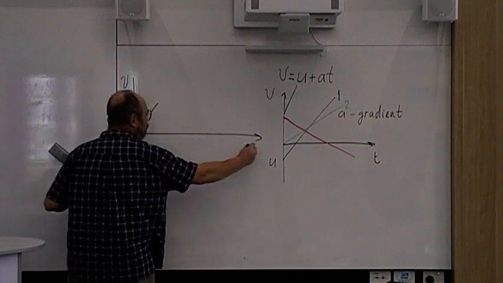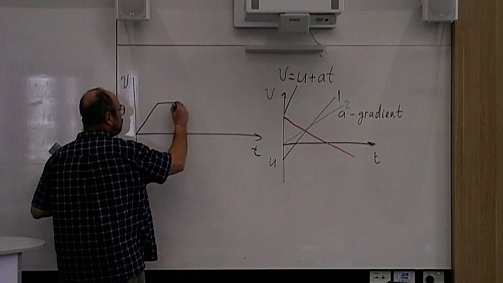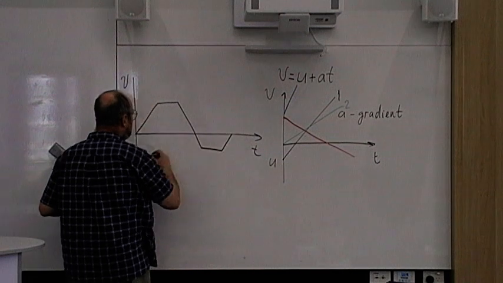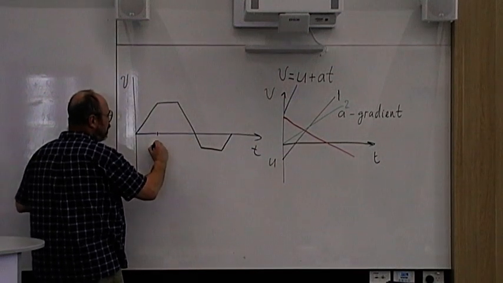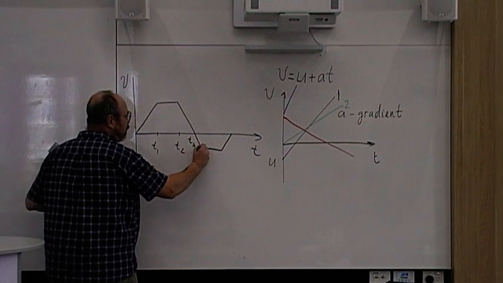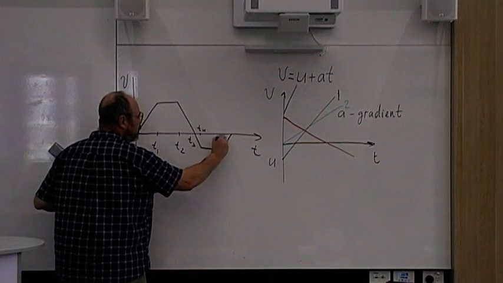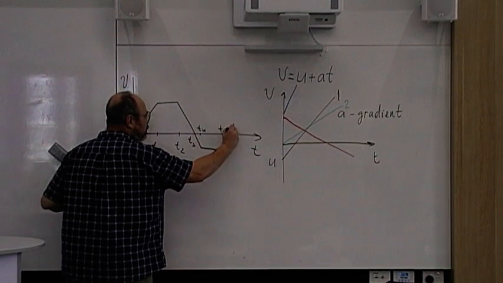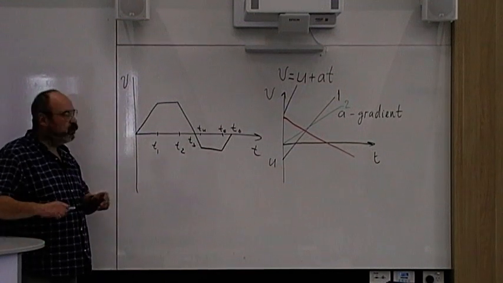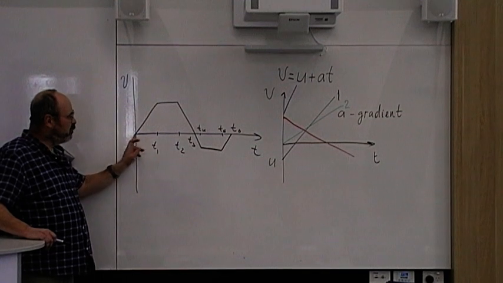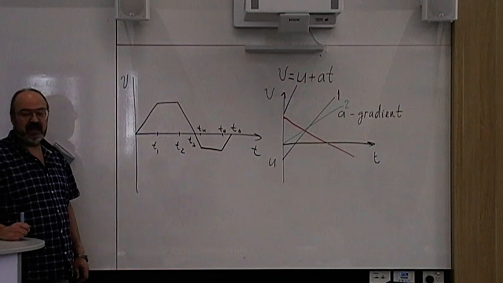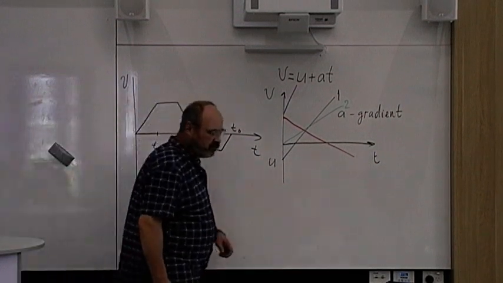So let's consider the next graph of velocity against time. We'll have certain times: this is T1, that is T2, T3, T4, T5, and T6. How is the object moving from 0 to T1? It has positive acceleration. It's accelerating in the positive direction.